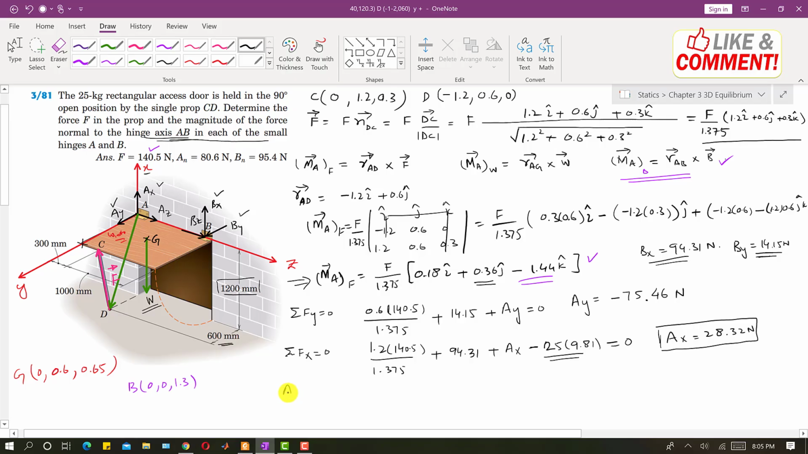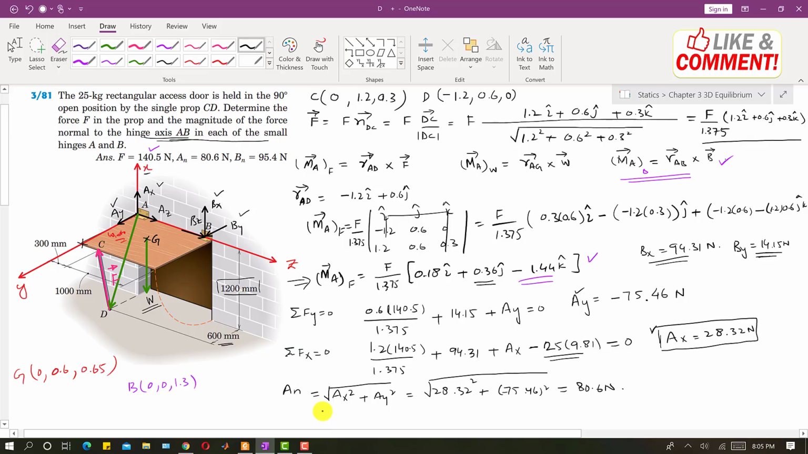So if we find the normal magnitude at hinge A, then this will be equal to the square root of Ax squared plus Ay squared. So we have Ax and Ay, and we will put them in this formula to get the magnitude of the normal reaction at A. So this is the square root of 28.32 squared plus minus 75.46 squared. So this will give us 80.6 newtons.